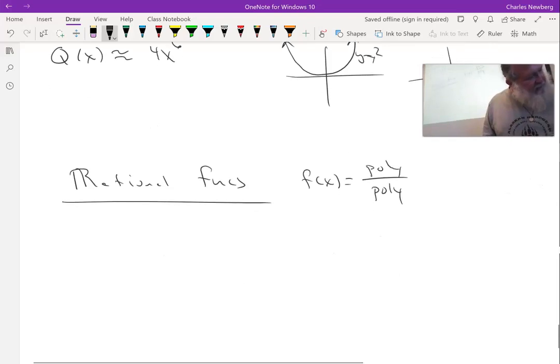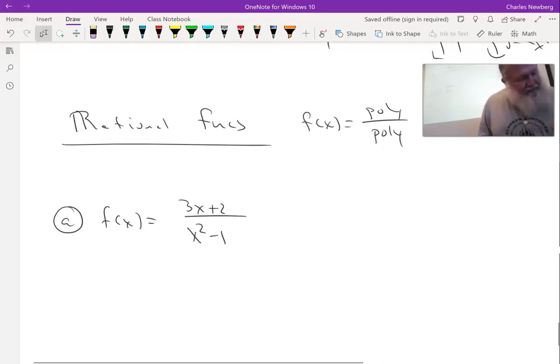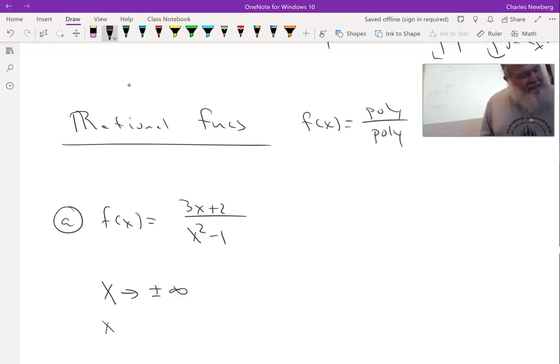So let's take this function here. Let's take f of x to be 3x plus 2 over x squared minus 1. And let's ask two questions. What happens as x goes to plus or minus infinity? And what happens as x goes to plus or minus 1? And where did the plus or minus 1 come from? The fact that would cause division by 0.